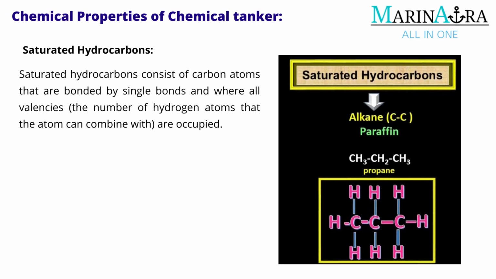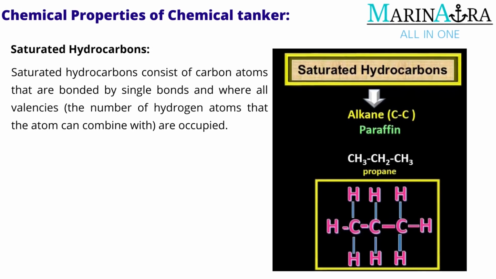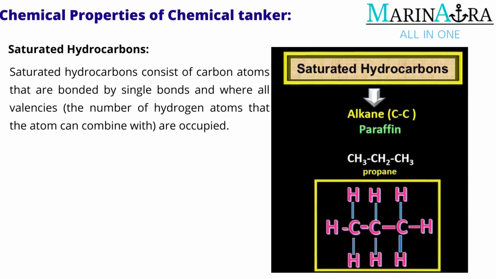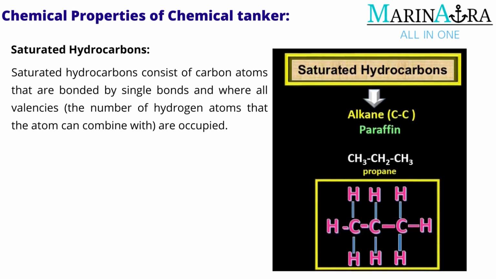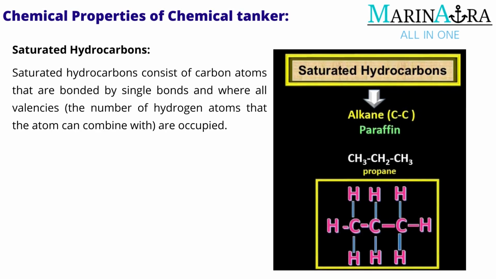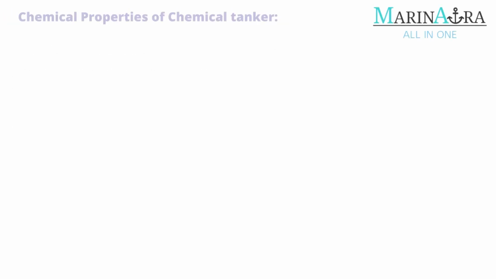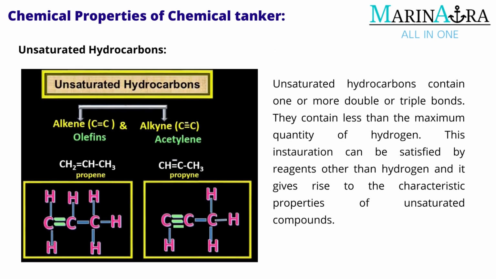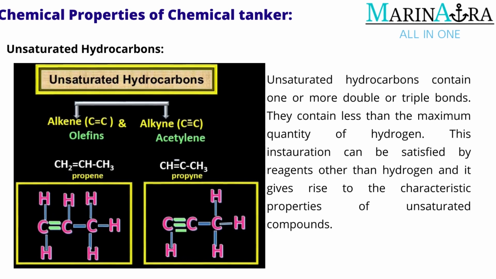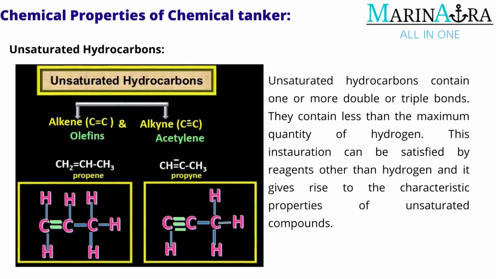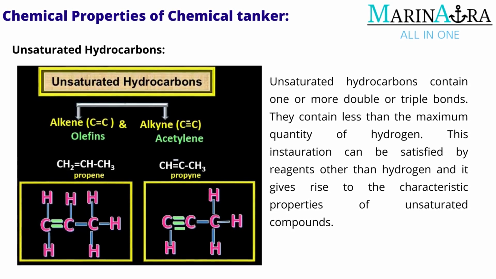Saturated hydrocarbons. Saturated hydrocarbons consist of carbon atoms that are bonded by single bonds and where all valencies, the number of hydrogen atoms that the atom can combine with, are occupied. Unsaturated hydrocarbons. Unsaturated hydrocarbons contain one or more double or triple bonds. They contain less than the maximum quantity of hydrogen. This unsaturation can be satisfied by reagents other than hydrogen, and it gives rise to the characteristic properties of unsaturated compounds.